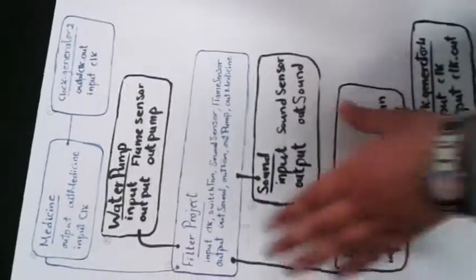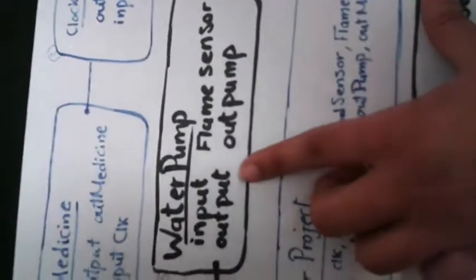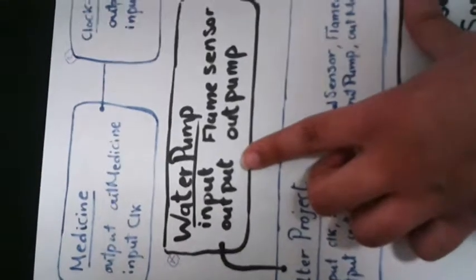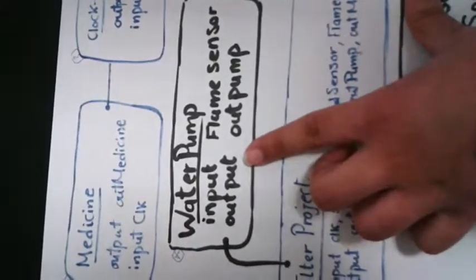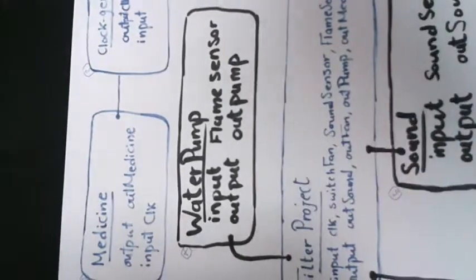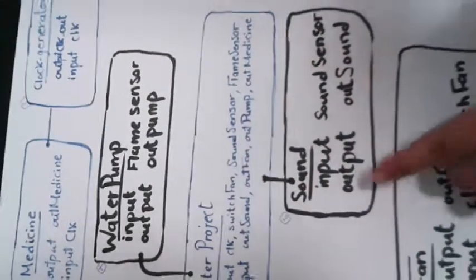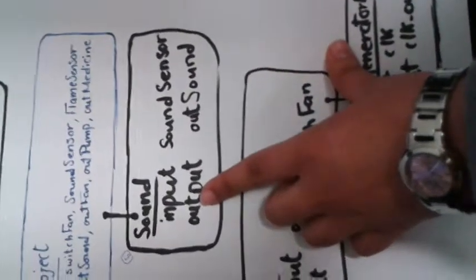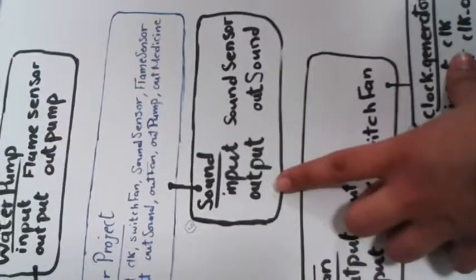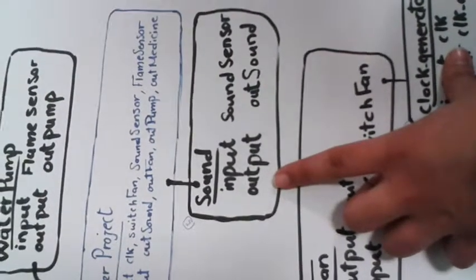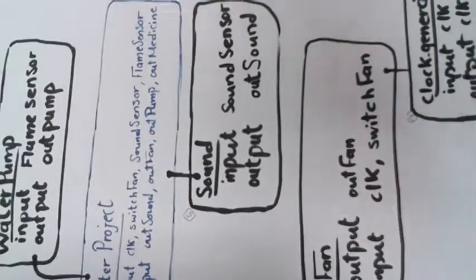Secondly, the water pump module. It works on a signal from the FPGA, which corresponds to a signal from the flame sensor. The third module is the sound module. It detects if the noise level exceeded a certain level, so it makes some LEDs blink indicating that.